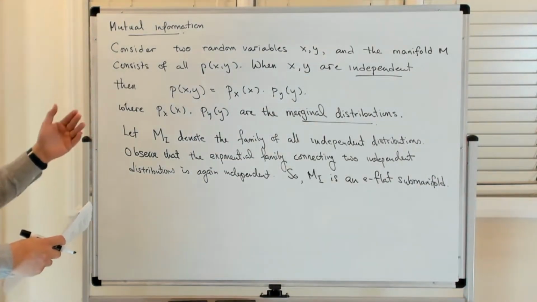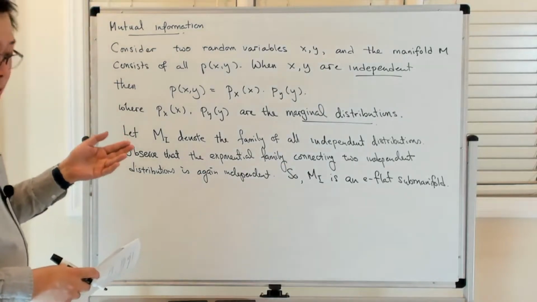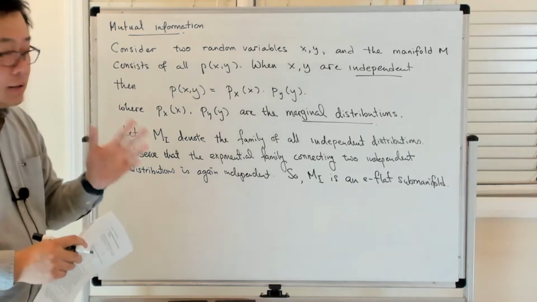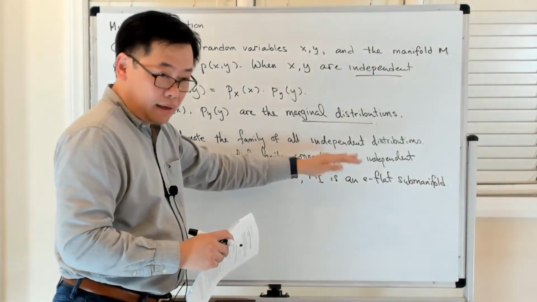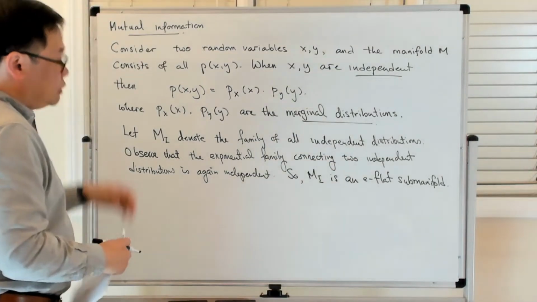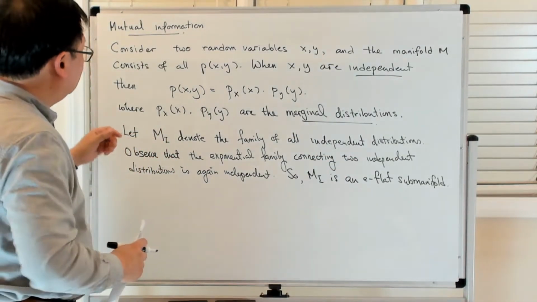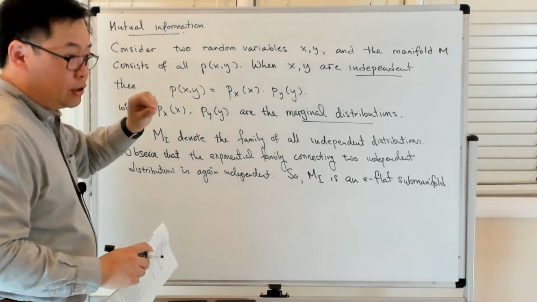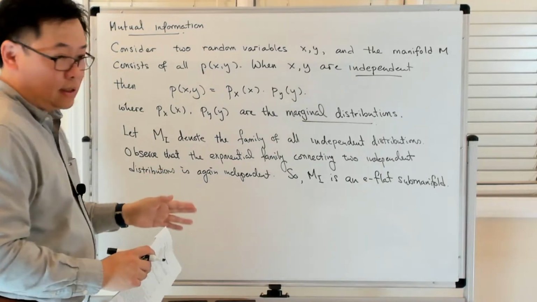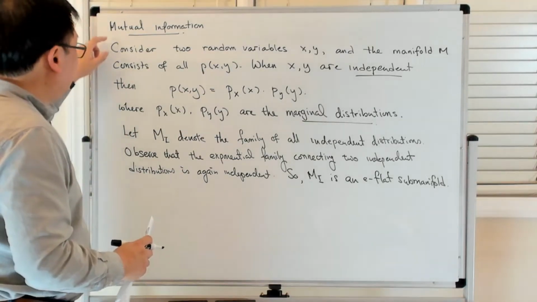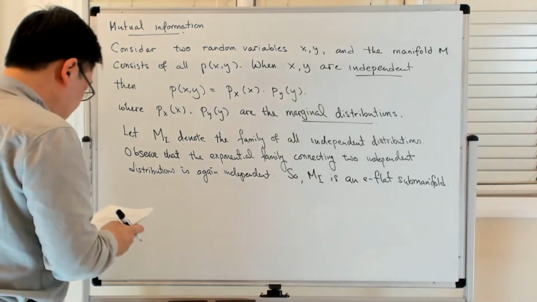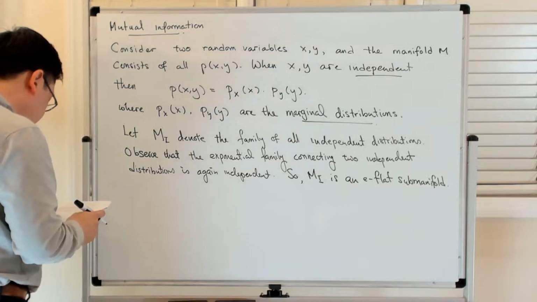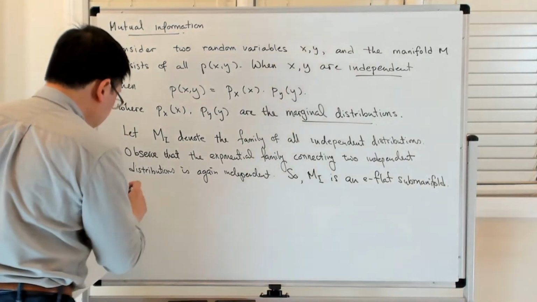Okay. So now you can ask more generally, if you had a general joint probability distribution, how far is it from this family of independent distributions? And as you might expect, the distance, if you will, from that probability distribution to this submanifold of independent distributions is going to tell you something about the mutual information between these two random variables.